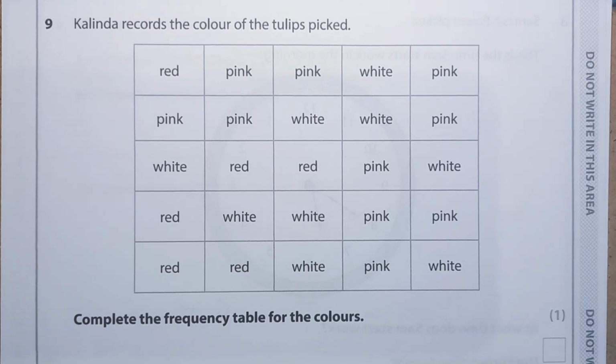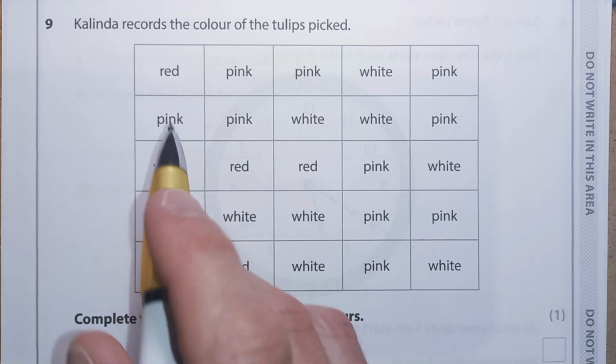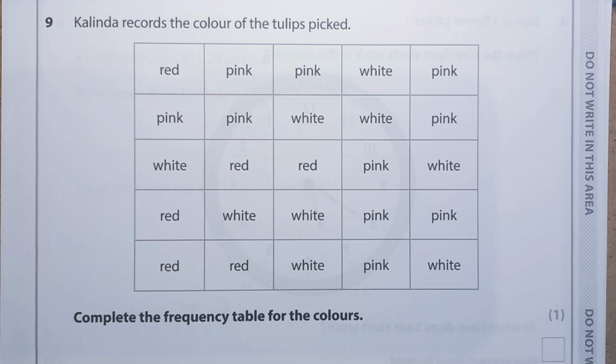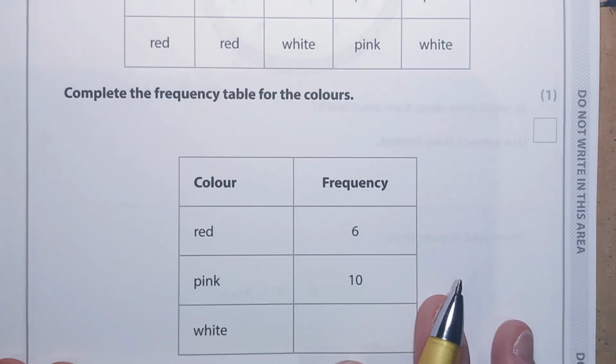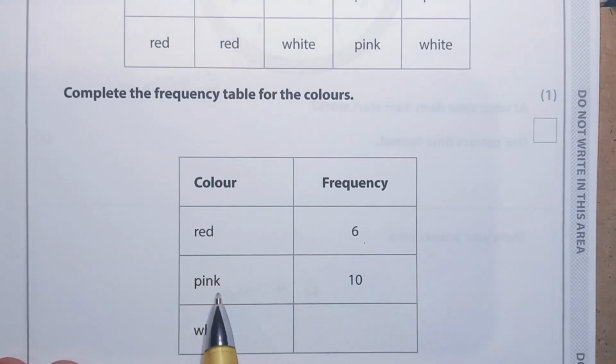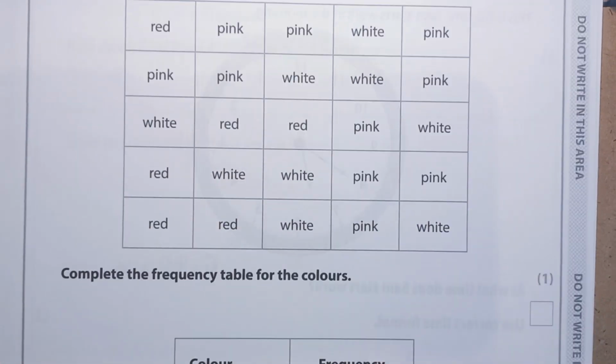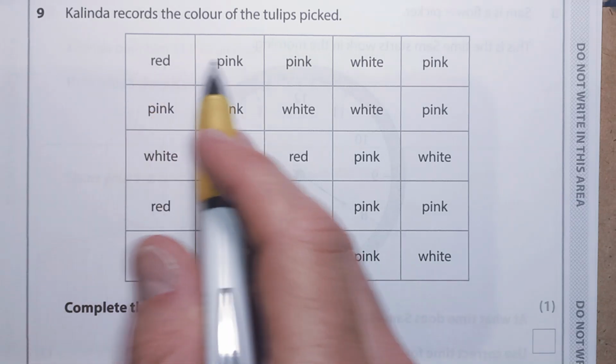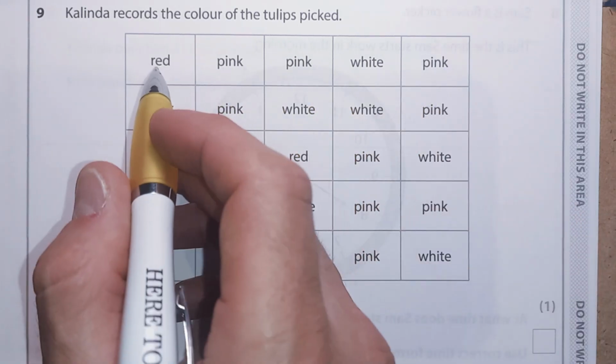Question 9. Kalinda records the colour of the tulips picked. So red, pink, white, they're all the different tulips. Complete the frequency table for the colours. Well, they've already written down how many reds and how many pinks. We just want to know how many whites we've got. So we can just go through here and search for whites. It's best to do it in some sort of logical order. So I'm going to start going across one row at a time.